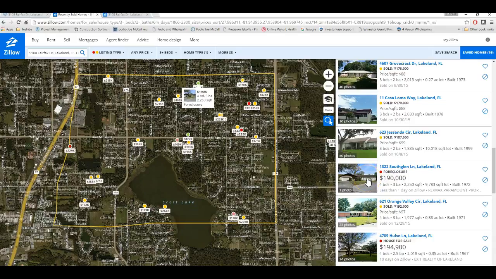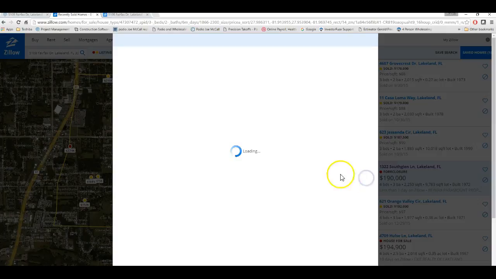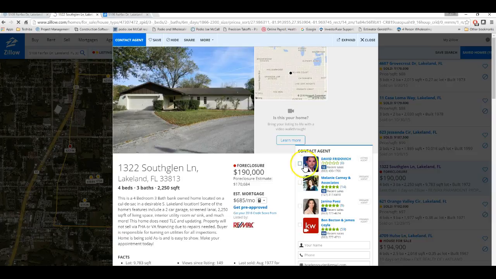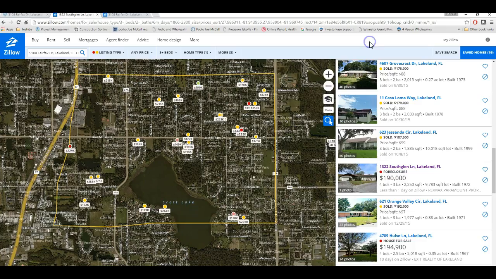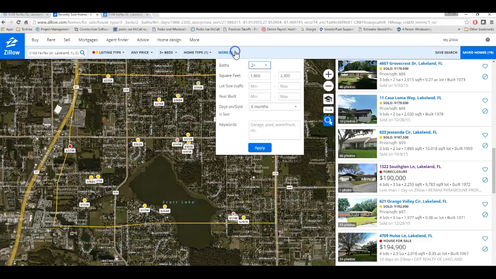Here's another foreclosure for sale for 190. Looks like it's in decent shape. Probably not updated. Probably priced pretty high. Okay, so again, sometimes you want to be within 10% of the square footage. So if you can, sometimes if you don't see a lot of comparable sales, you got to be within 15%, or sometimes you got to be within 20%.